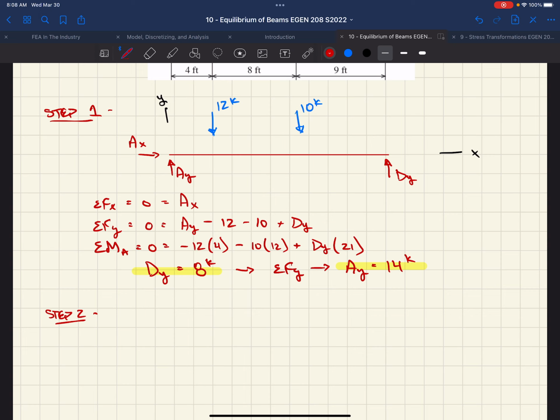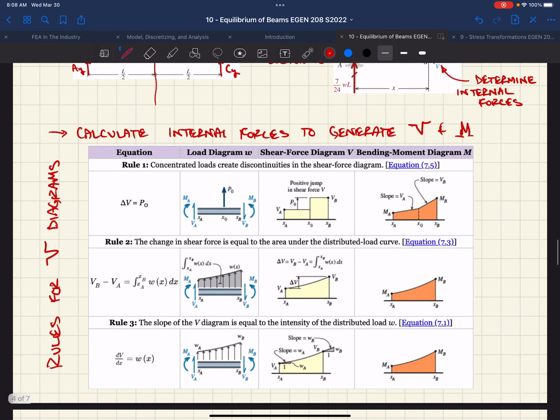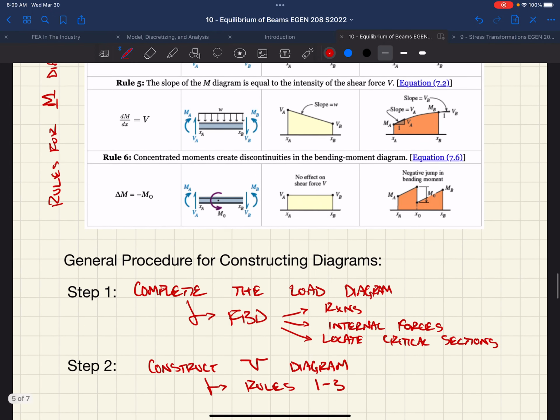Step 2. This is where we construct our shear force diagram, right? And that's where we go back and look at our 3 rules for our shear diagrams, right? The biggest of which is the fact that for any applied external force, we get a jump in our shear force diagram, right? So if we have a concentrated load, we get a concentrated jump. If we have a uniform load, then we have a nice smooth change or transition in our shear force diagram. It's really just the area underneath our loads.